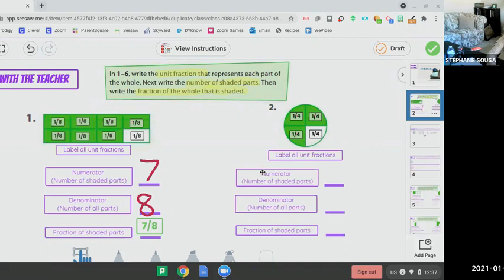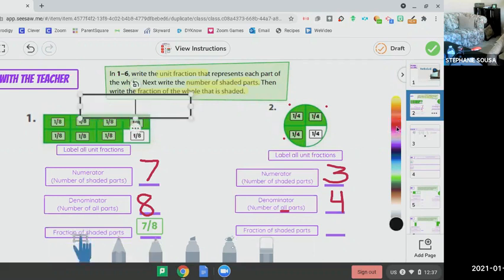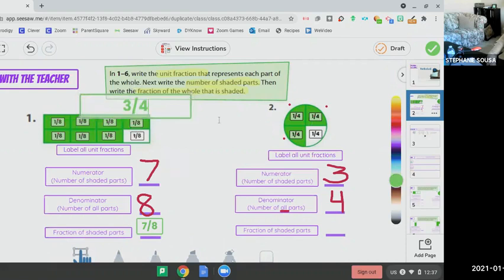Okay. Numerator, number of shaded parts. How many parts are colored green? 1, 2, 3. 3 parts are shaded. Denominator, number of all parts. We already know that is 4. We've just written it 4 times on our pieces. So the fraction of the shaded parts, or how many parts are green, is 3/4.